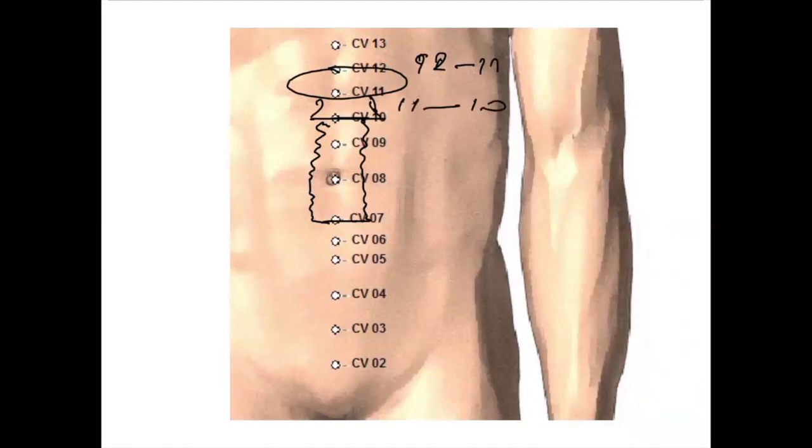So now look at here. This is the head region. This is the neck region. And this is the thoracic region. So head region between 12 to 11. Neck region between 11 to 10. And thoracic region between 10 to 7.